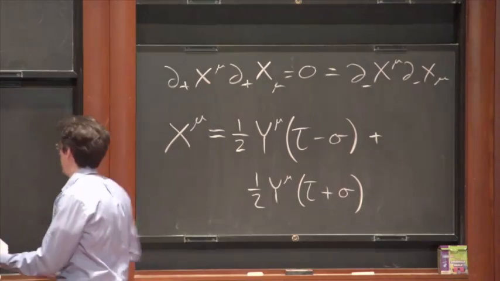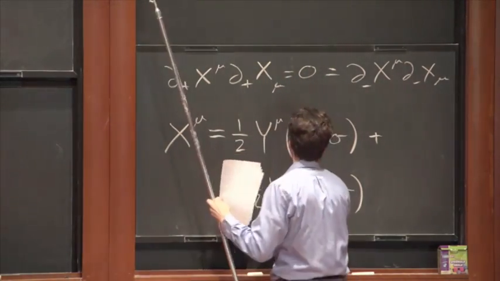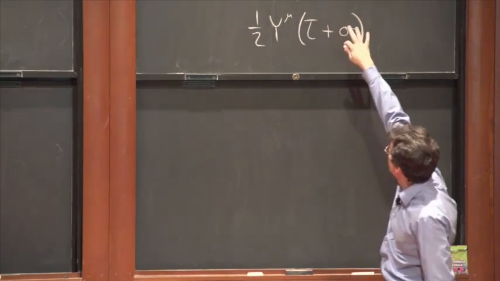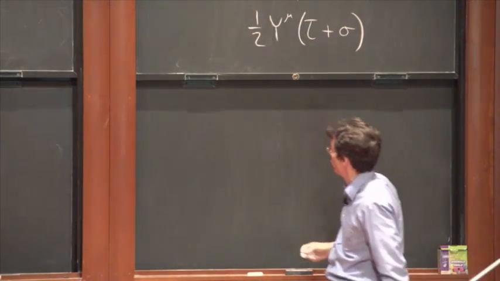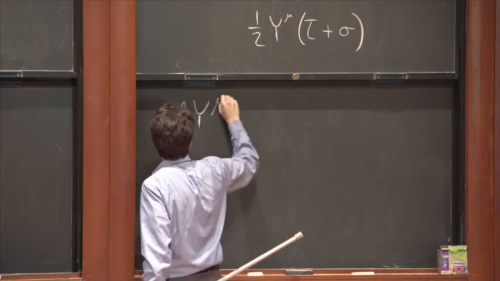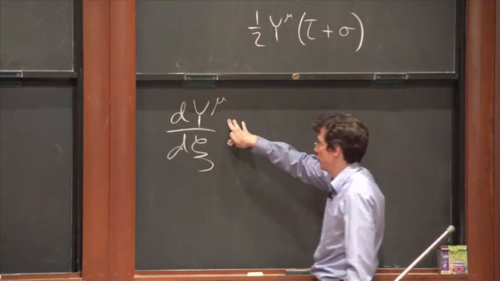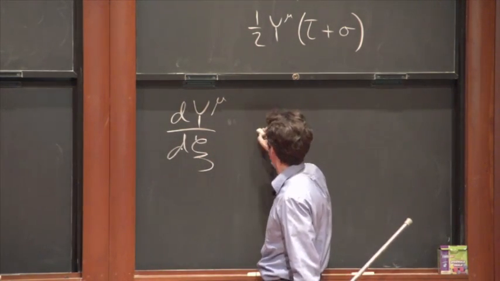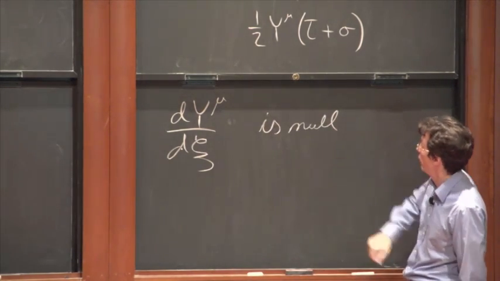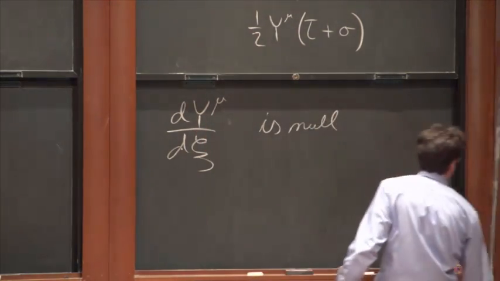Push this board up a bit. To solve those constraints that I wrote at the top of that second board, the Virasoro constraints as they're called, you have to require that the tangent to this curve y mu must be null. That and precisely that guarantees that the Virasoro constraints will be satisfied.